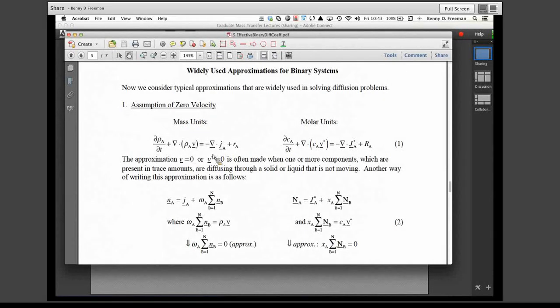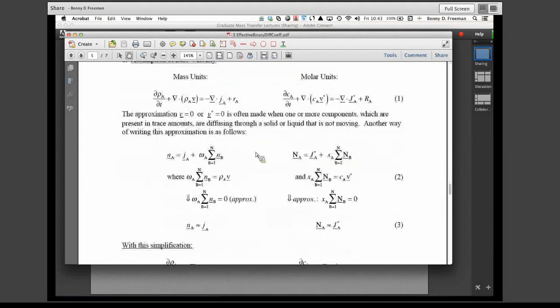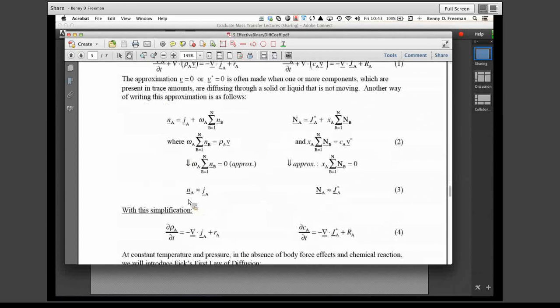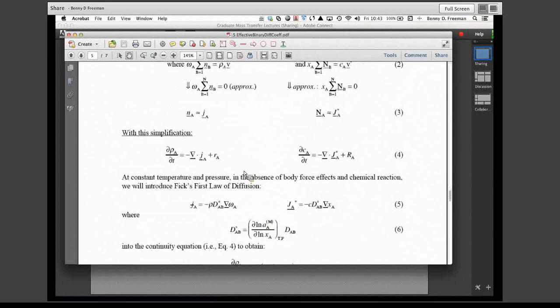We'll start first with our species continuity equation in mass and molar units. And you often have this assumption where you have one component, present in trace amounts, diffusing through a solid or a liquid that's not moving. That makes the average velocity equal to 0. And in that assumption, the total mass flux or molar flux is equal to the diffusive flux. So essentially, this is the case where you have no convection. And with this simplification, the mass balance can be written as shown here in mass units, or over here in equation 4 in molar units.